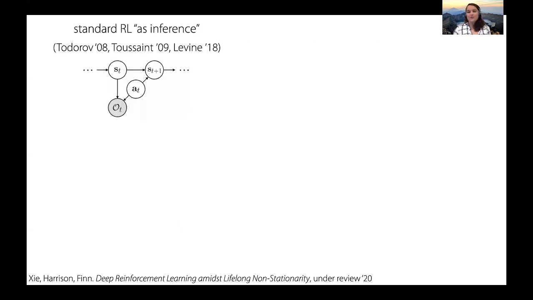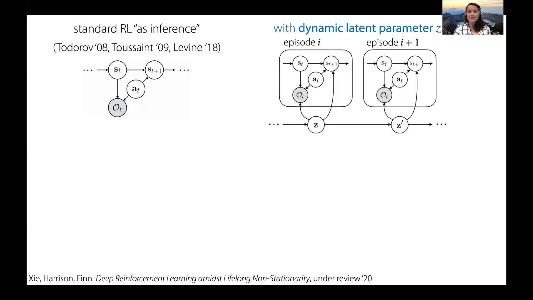Okay, so how do we go about solving this problem? To do so, we're going to build upon the idea of casting reinforcement learning within the framework of probabilistic inference in graphical models. In particular, we're going to introduce a dynamic latent parameter z into our graphical model that looks like this. So now we're going to have this latent variable that affects the next state. This latent variable will be constant within an episode and will shift according to some probability distribution.